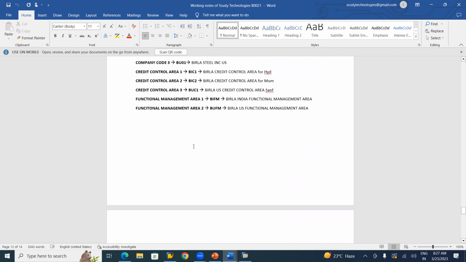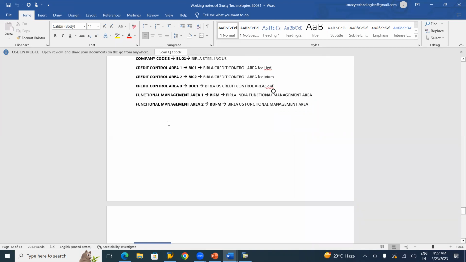Next one, Functional Management Area. Here we have BIFM and BUFM. BIFM is Birla India Functional Management Area. BUFM is nothing but Birla US Functional Management Area. So we are creating 2 functional management areas, one for India separately and one for the US separately. Fine. Most real-time implementations will have the same structure.